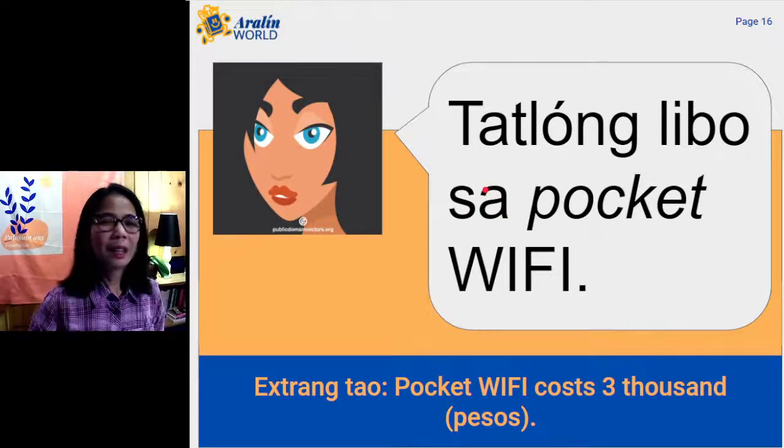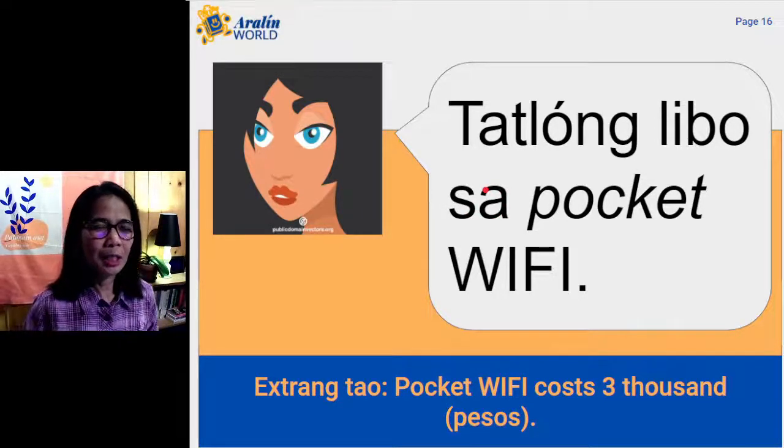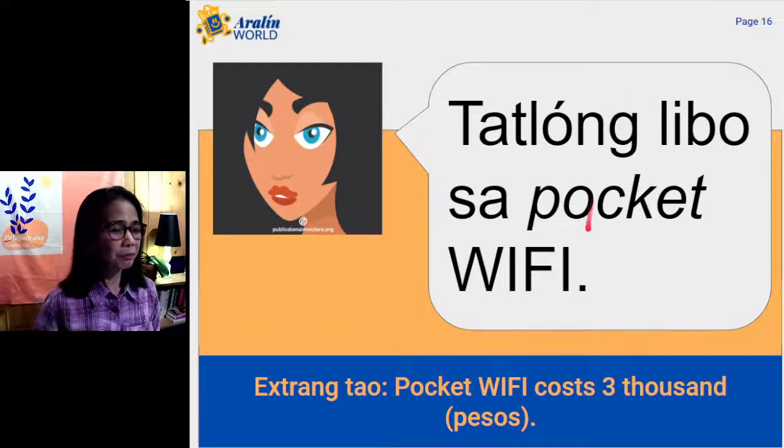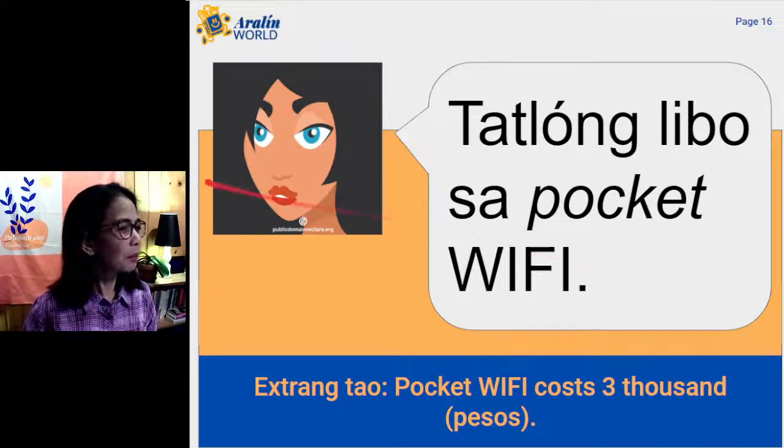Okay, so take note again. I always like to tell you that most Tagalog statements start with a predicate first. So we say the subject last. So the subject here is pocket Wi-Fi. 3,000 is the predicate or the additional information. Let's proceed.